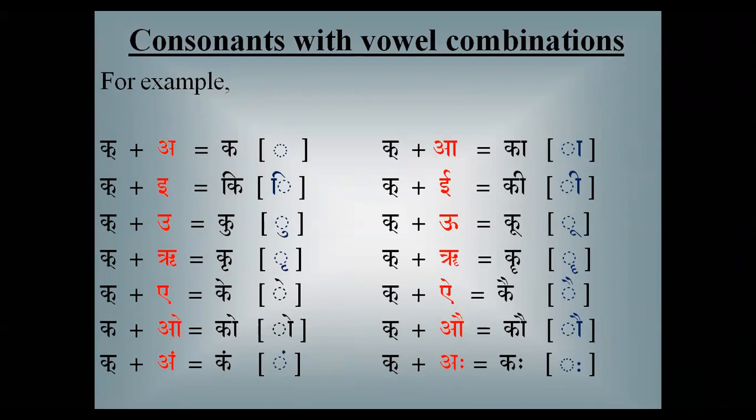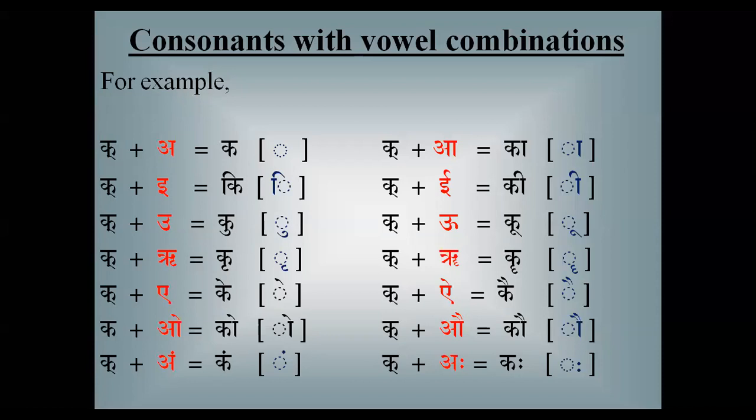Then the fifth combination, the vowel U is added. You can see the stroke at the bottom. That stroke at the bottom is the vowel sign for the short vowel U. So when you add this vowel to the consonant, you get ku. And when you add the long vowel, it becomes koo. Then the cerebral r, when r is added to the consonant, it becomes kr.